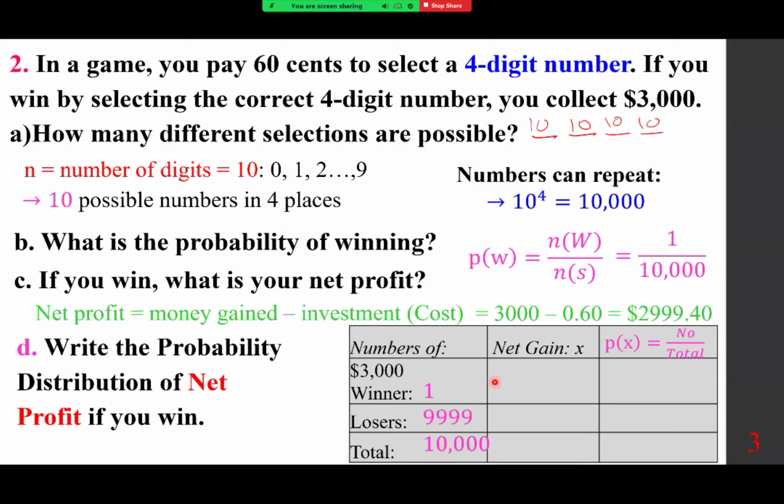What is the net gain for the winner? $2,999.40. What about the loser? Everybody loses 60 cents. So negative $0.60. What is the probability? For each case it is the number over the total. The number would be 1 here over 10,000. The number would be 9,999 over 10,000. That is called the probability distribution table.